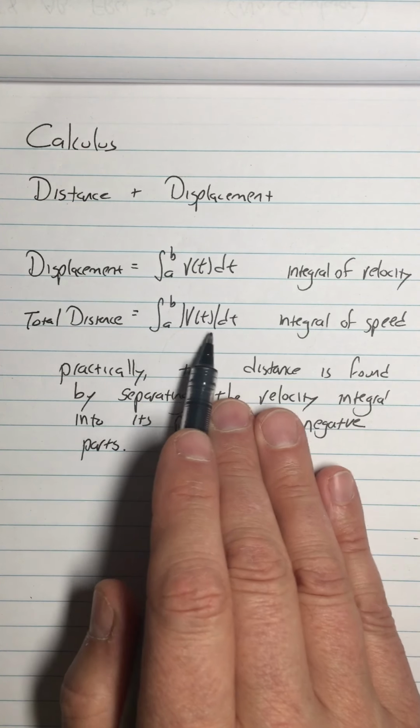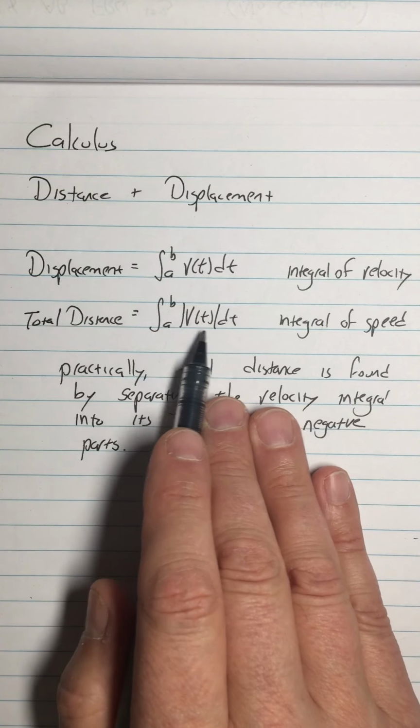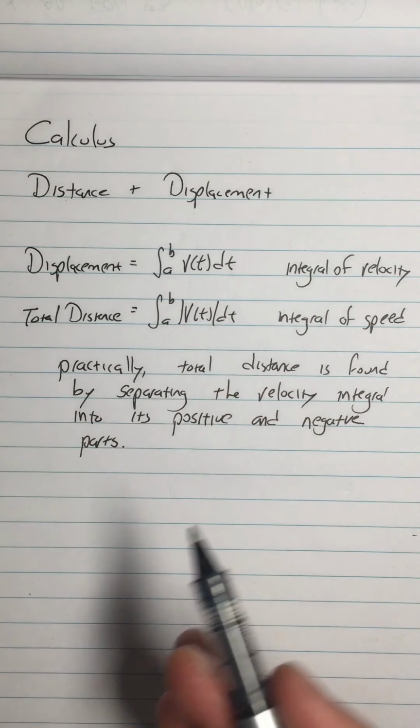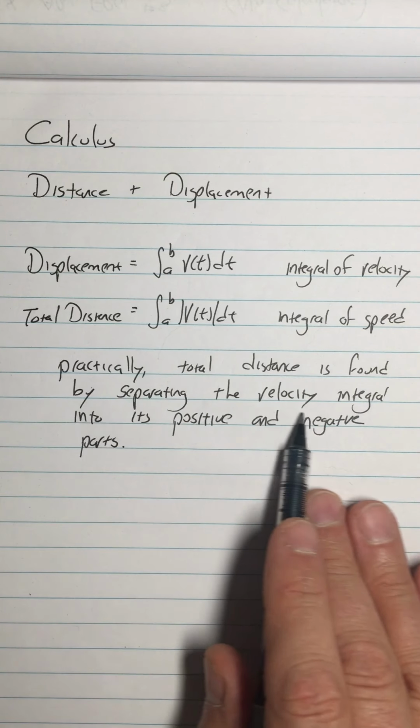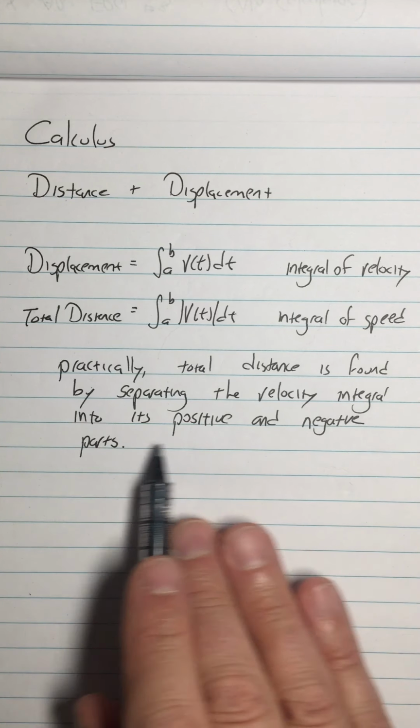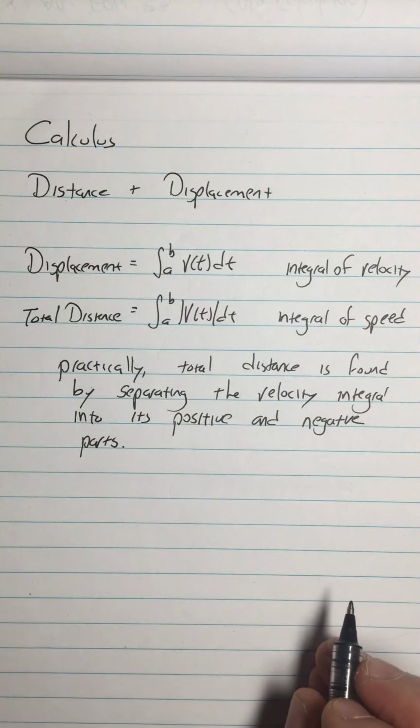But you can't really practically do an integral of an absolute value in order to do the integral of the absolute value of velocity. What you really have to do to find total distance is separate the velocity integral into its positive and negative parts. So just a little discussion about that.